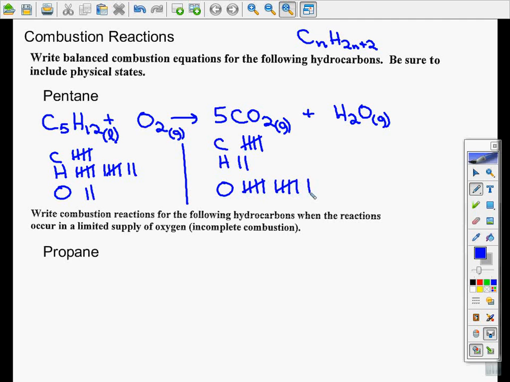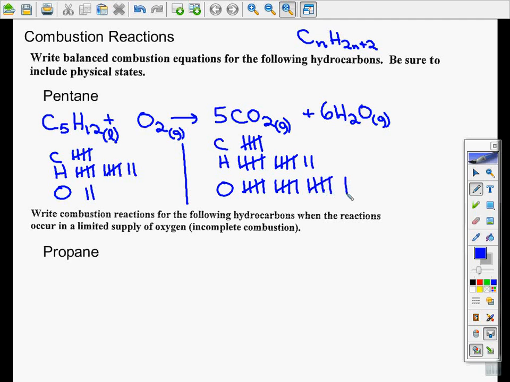Now hydrogens, they're not quite there yet either. On the reactant side, we have 12. On the product side, we have 2. So let's put a 6 in there. And that gives us now 12 hydrogens on the product side, but it also increases the number of oxygens. So my total now is 5 times 2 with the carbon dioxide, that gives me 10, plus 6 for the water. That brings me up to 16.